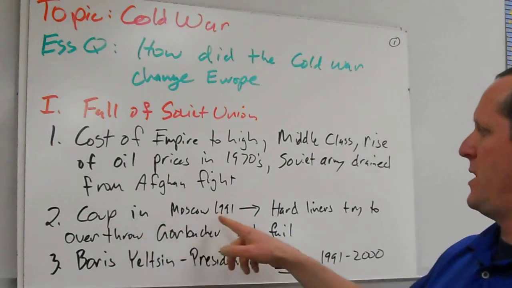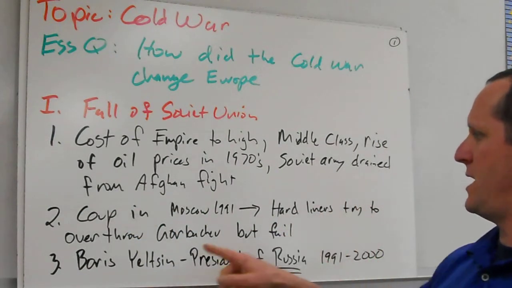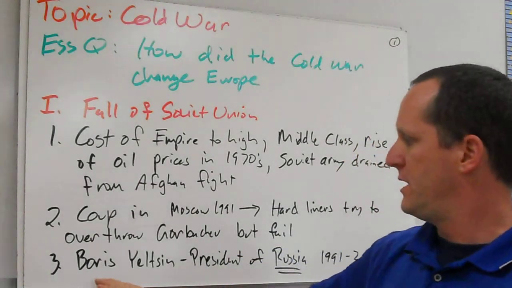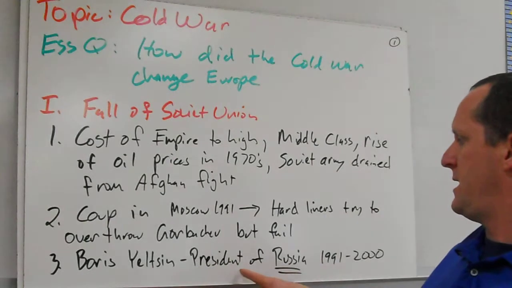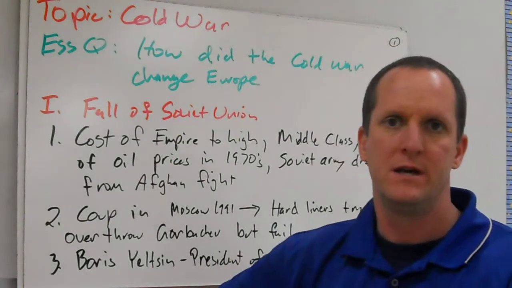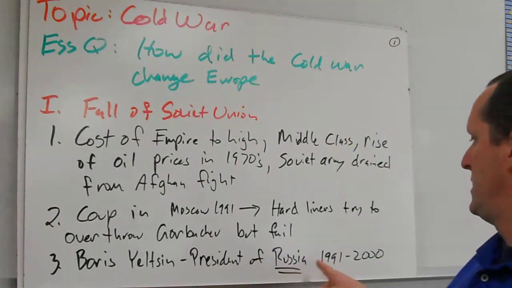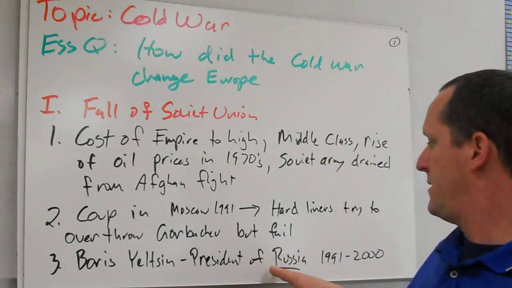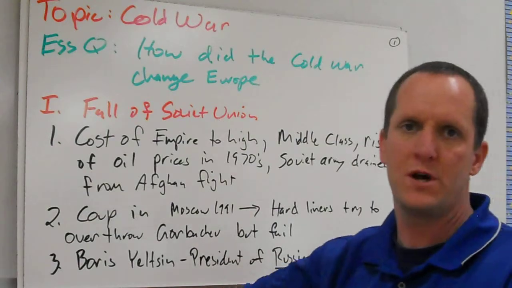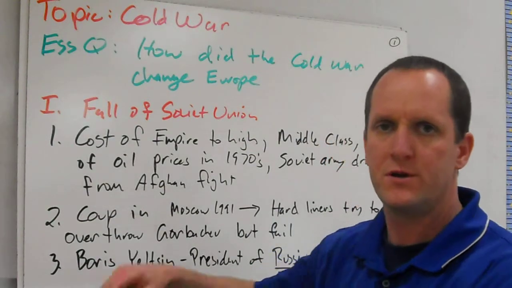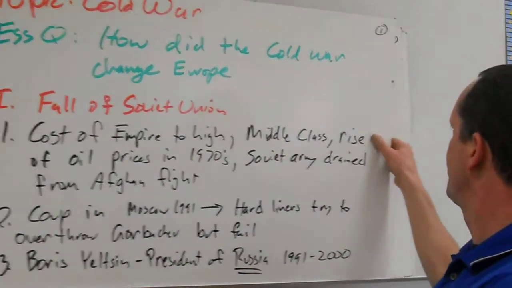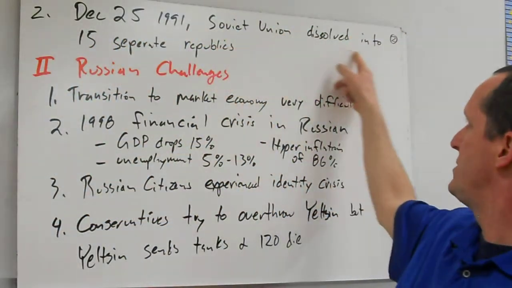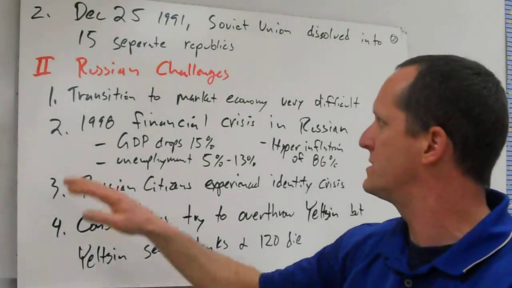Now, there was a coup in Moscow in 1991. Hardliners tried to overthrow Gorbachev, but they failed. At that point, another gentleman, Boris Yeltsin, became elected as president of Russia from 1991 to 2000. The name was changed back to Russia, no longer a communist country, the Soviet Union. On December 25th, 1991, the Soviet Union dissolved into 15 separate republics.